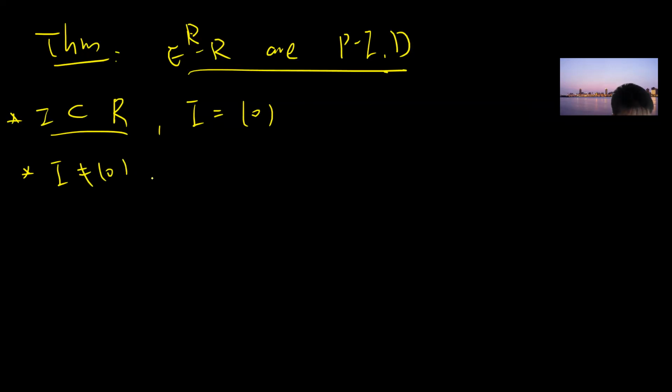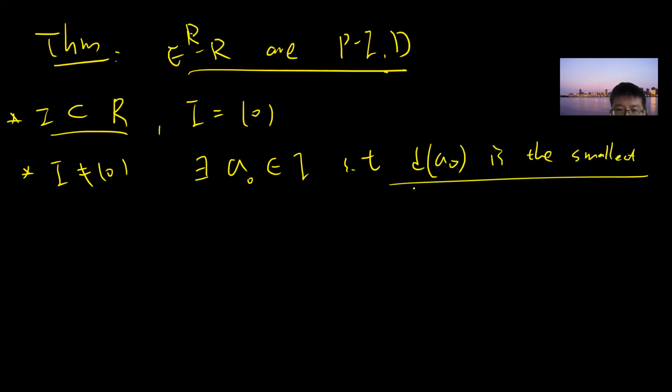So there is a non-zero element. I claim that there is an element A0 in I such that D of A0 is the smallest, the minimum. Why is there always a minimum? Because all the elements plugged into D give a non-negative integer, and a subset of the non-negative integers always has a minimum. So I claim the ideal is just generated by this A0.